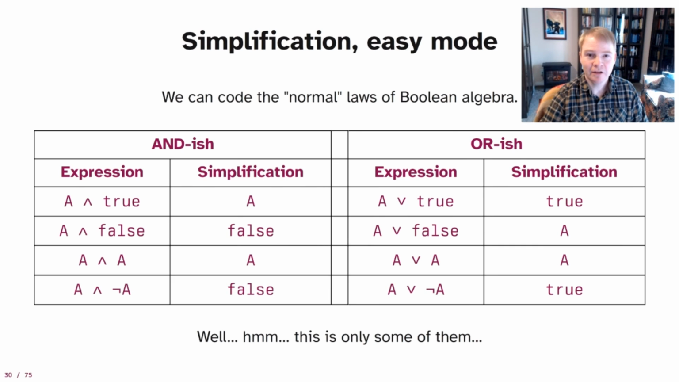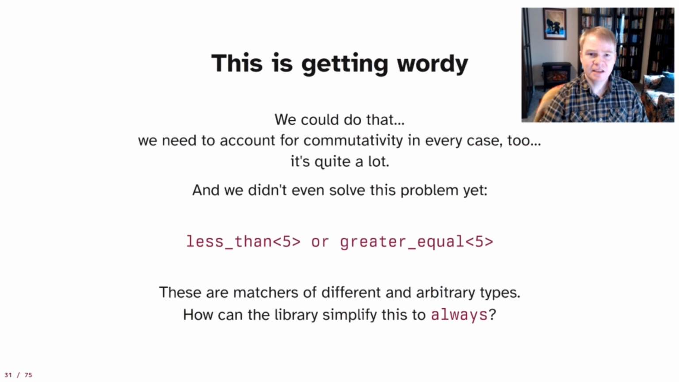And we can go to Wikipedia and find all the rules of Boolean algebra and code them up. There are quite a lot. Here are some of them. There are even more, considering that we have to deal with each expression being both ways round. For example, a and true simplifies to a, and true and a also simplifies to a. This gets verbose pretty quickly, and it's quite limited in what it can simplify.